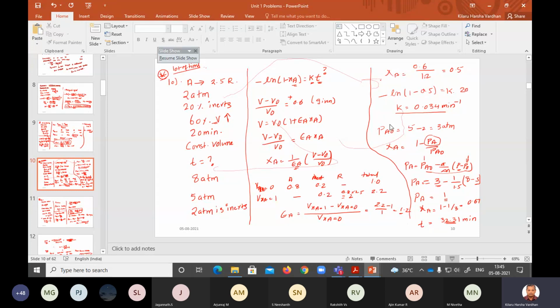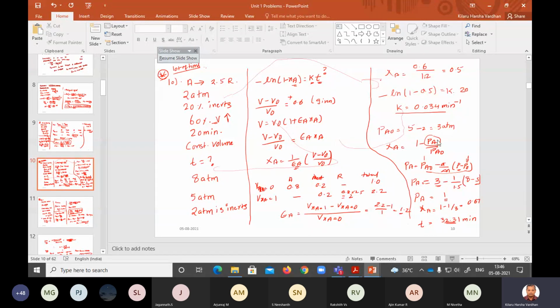So let us use the pressure equation now. Now what is PA naught? PA naught initially is 5, but out of which 2 atmospheres is inerts. Therefore PA naught becomes 3 atmospheres. Correct? Any doubt here? Because 2 atmospheres is by inerts, because A plus some inerts are present to give you 2.5 R plus inerts. So PA naught is 3 atmospheres.